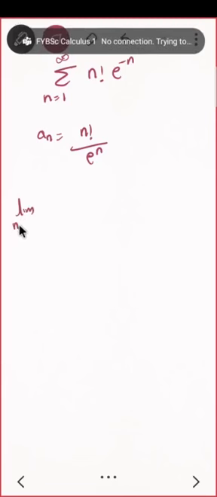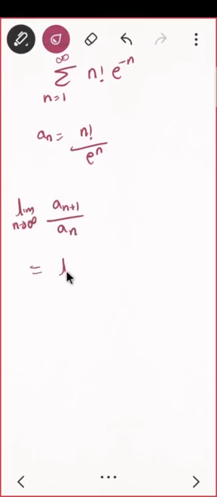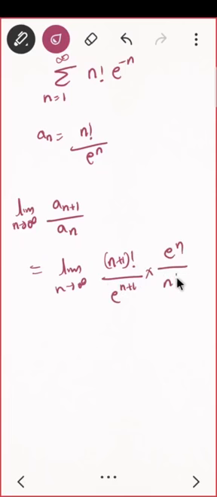Good. Limit n tending to infinity, this is a_(n+1) upon a_n. Correct. So let us apply that. How did you get to know that the ratio test would be easy to work with here? Since I was having n factorial, so it is better to divide it. So what will be a_(n+1)? That will be (n plus 1) factorial upon e raised to n plus 1, multiplied by e raised to n upon n factorial. Agreed?